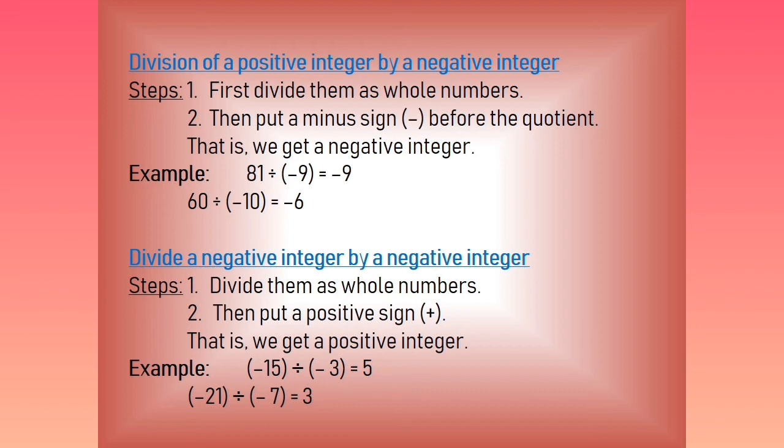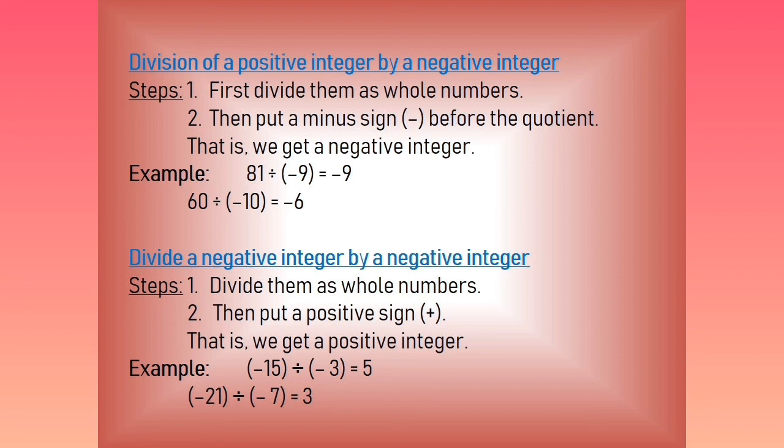Division of a positive integer by a negative integer. Step 1: First, divide them as whole numbers. Step 2: Then put a minus sign before the quotient, that is, we get a negative integer. Example, 81 ÷ -9 = -9. 60 ÷ -10 = -6.